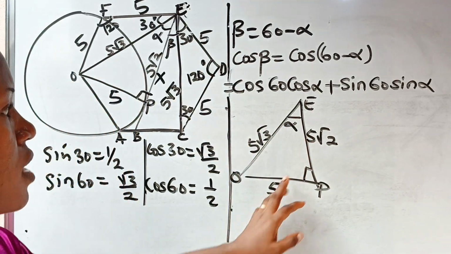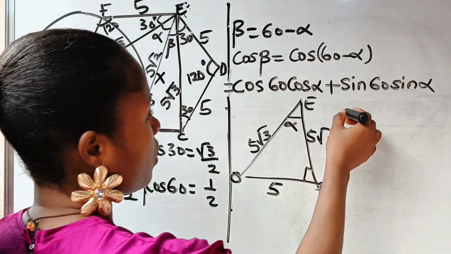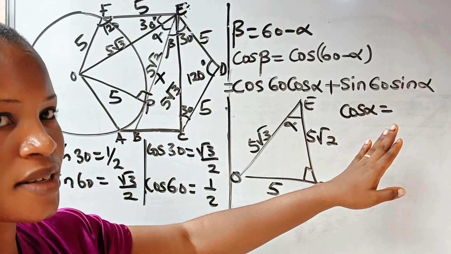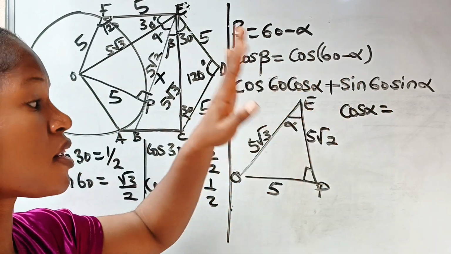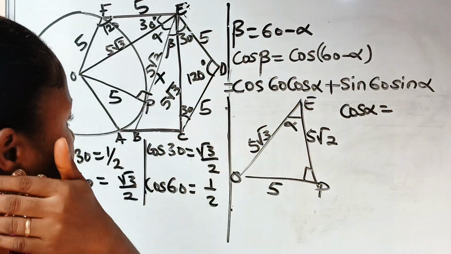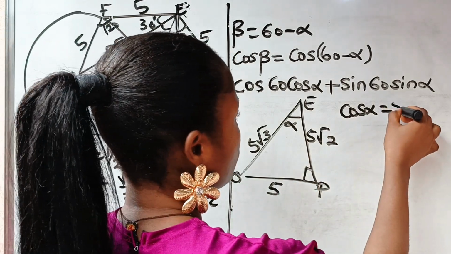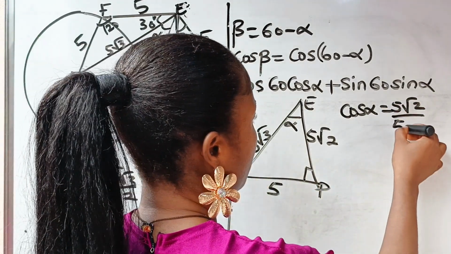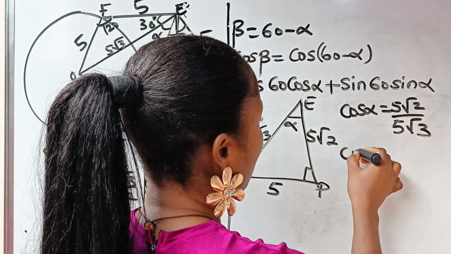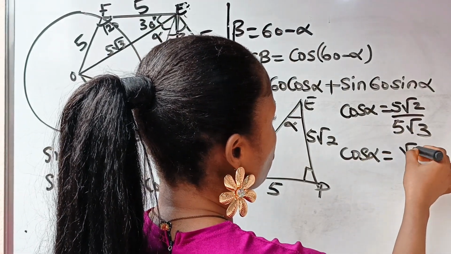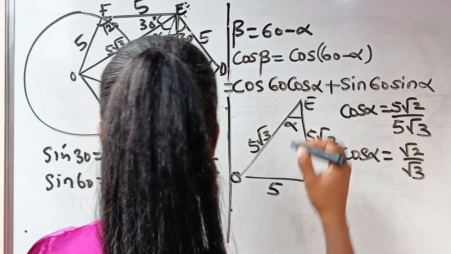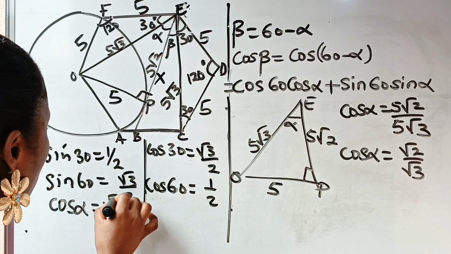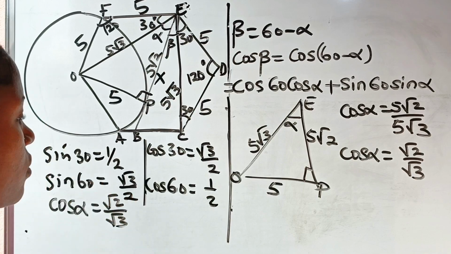So from here, let's get our cos alpha and sine alpha. So cos alpha is equal to adjacent over hypotenuse, right? Now the adjacent is 5 root 2 over the hypotenuse is 5 root 3. So it means that cos alpha is root 2 over root 3. Okay, so let us write it here. Cos alpha is root 2 over root 3.